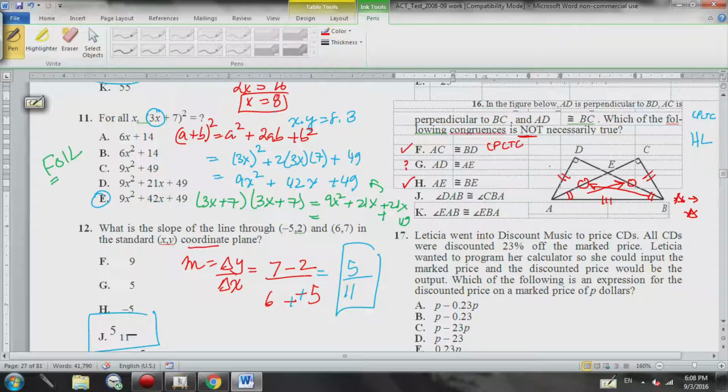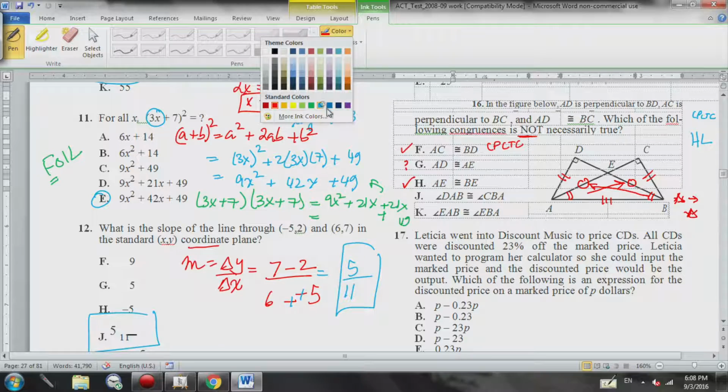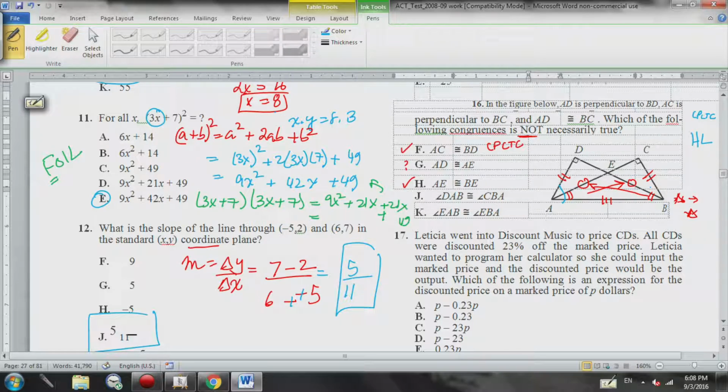Angle DAB is congruent to angle CBA. That is true, but that's also because of CPCTC. Angle EAB is congruent to angle EBA. That's also true because of CPCTC. So by exclusion, you get this to be the case, and if that's how you got it, that's perfectly all right.